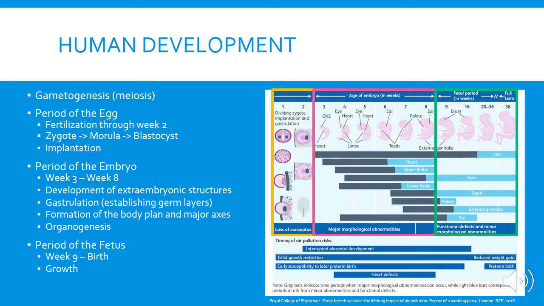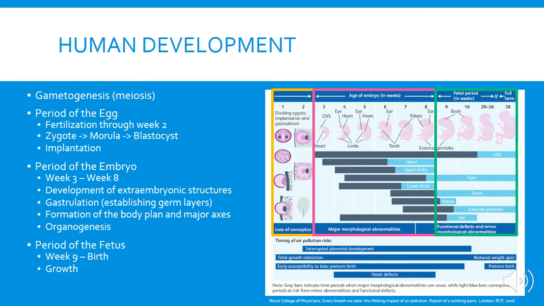The borderline between the period of the egg and the period of the embryo is a little bit fuzzy, with a certain amount of disagreement, but on average, the period of the embryo would begin roughly week 3, so the third week of embryonic development, and continue through the 8th week. During that time, you're going to see development of extra embryonic structures. So that would be things like the placenta that support the baby but are not the baby. Gastrulation, which establishes the basic germ layers and body patterns. So we see the body plan emerge in the major axes of the baby's body. And then the beginning of organogenesis, the development of the organs.